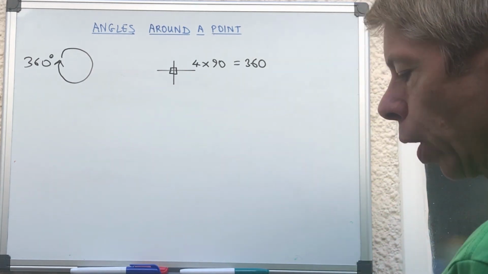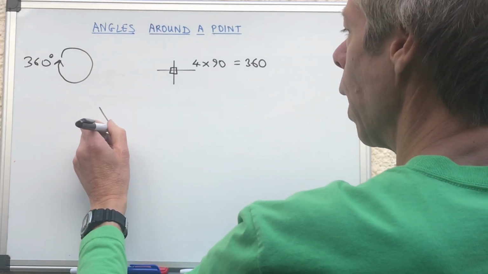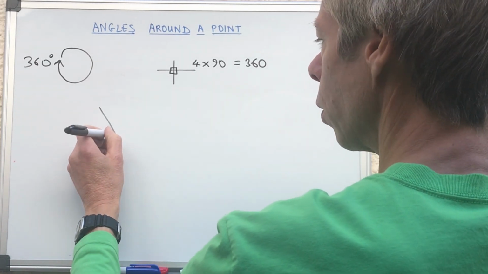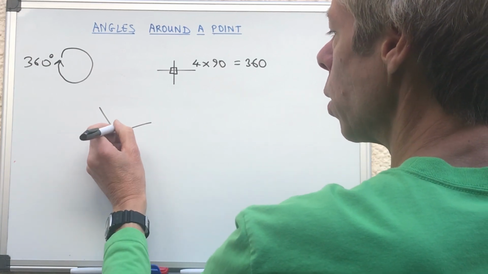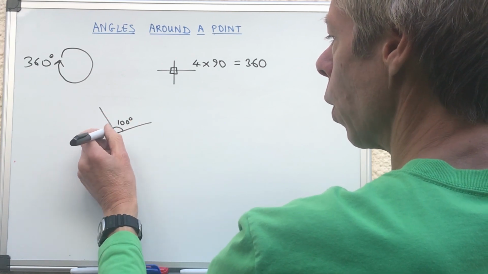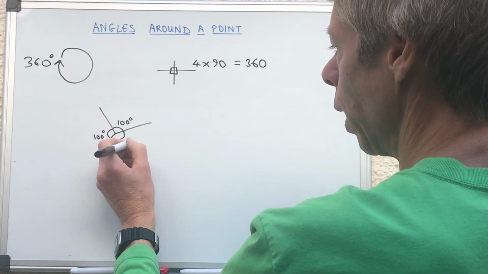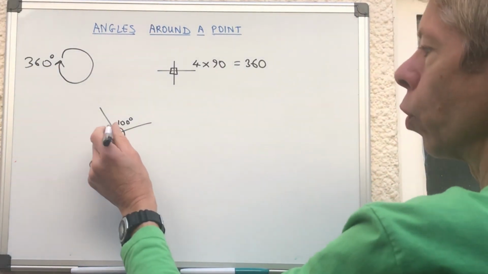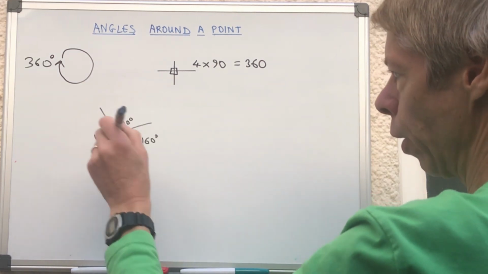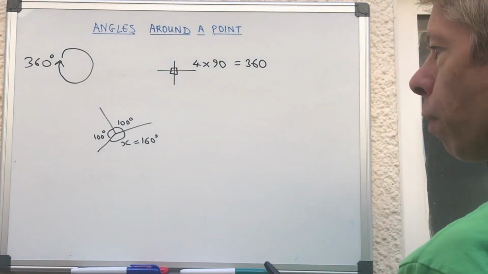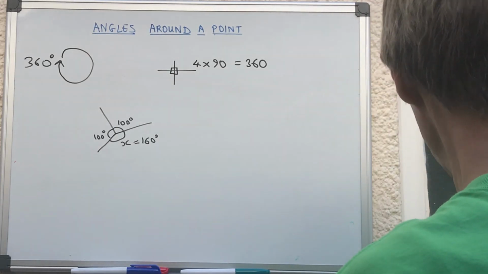Okay, so angles around a point. If we had, I think we're going to go freehand on this, we had these three. So simply, if these are both 100 degrees, what would x be? Well, you've already got 200, so if you add another 160, you'll get the 360. So we have a total of 360 degrees, so x is 160 degrees.